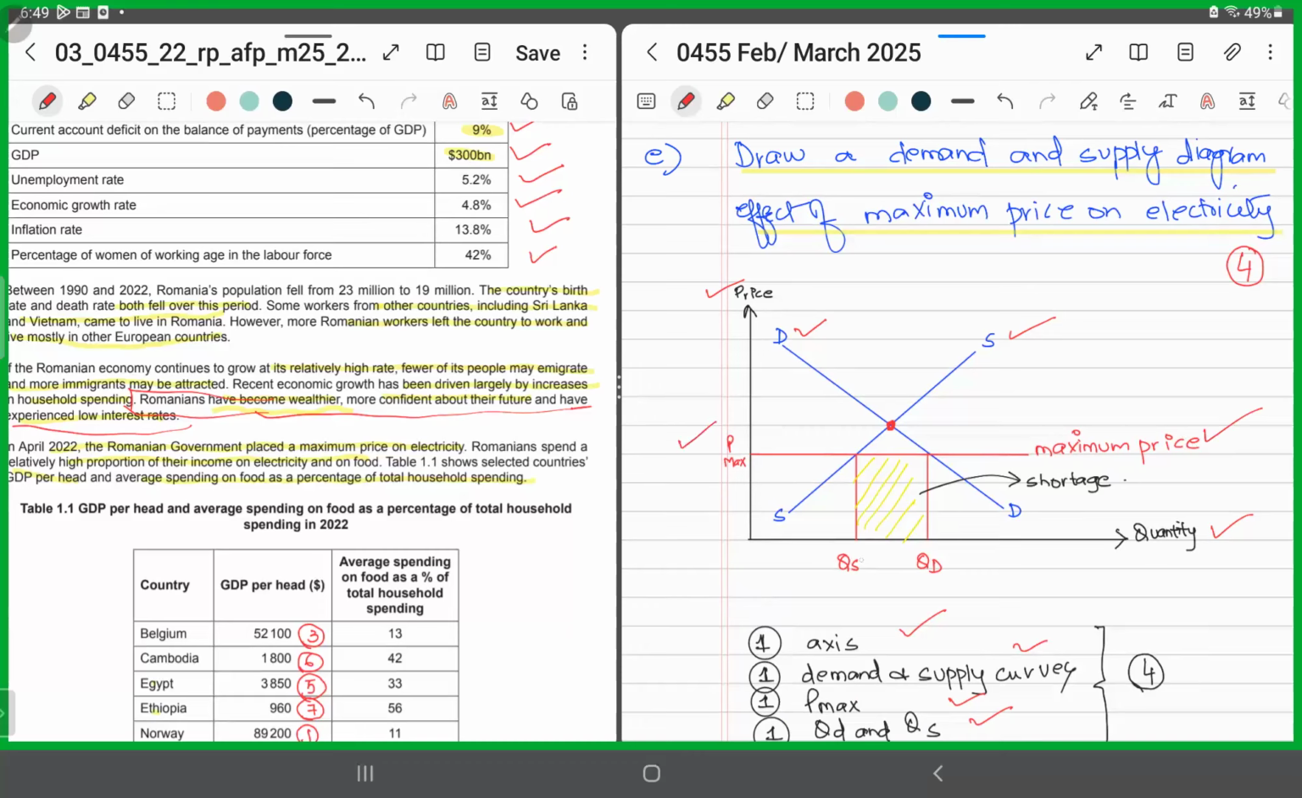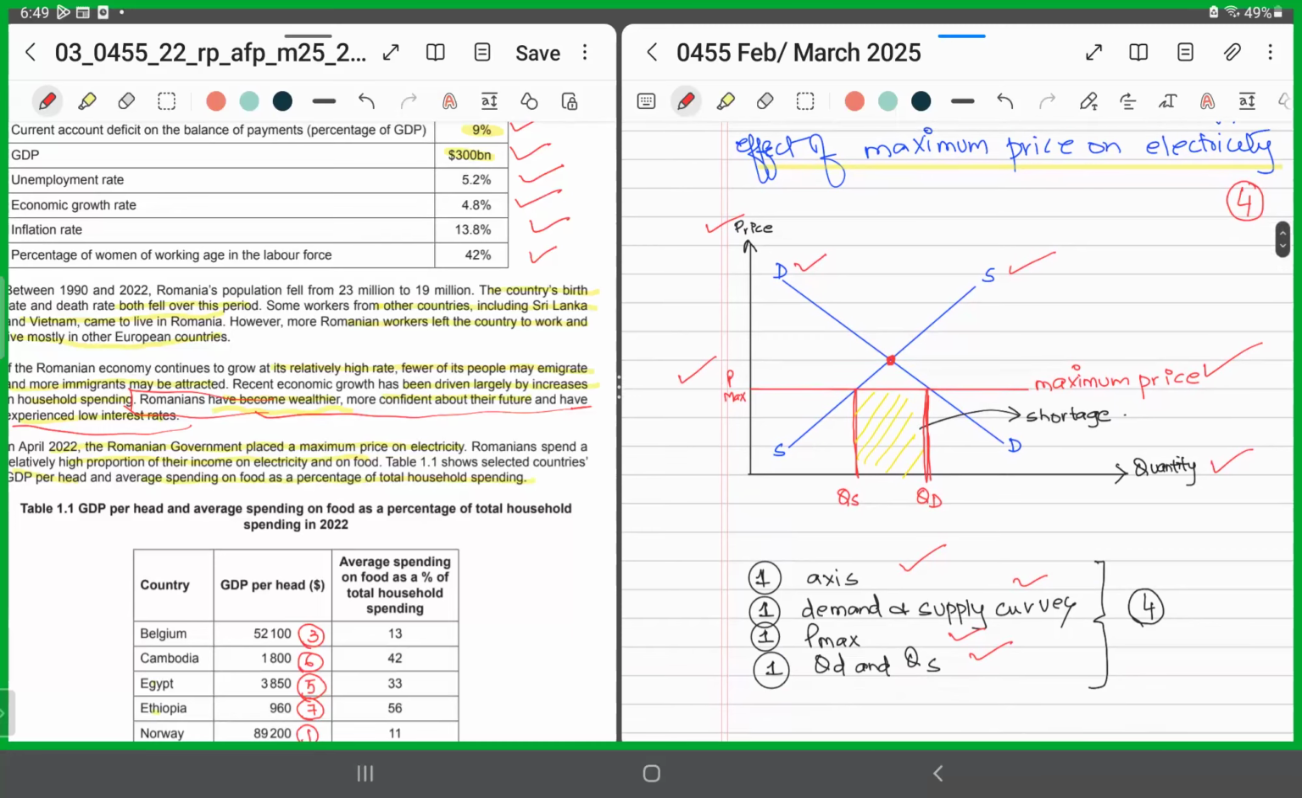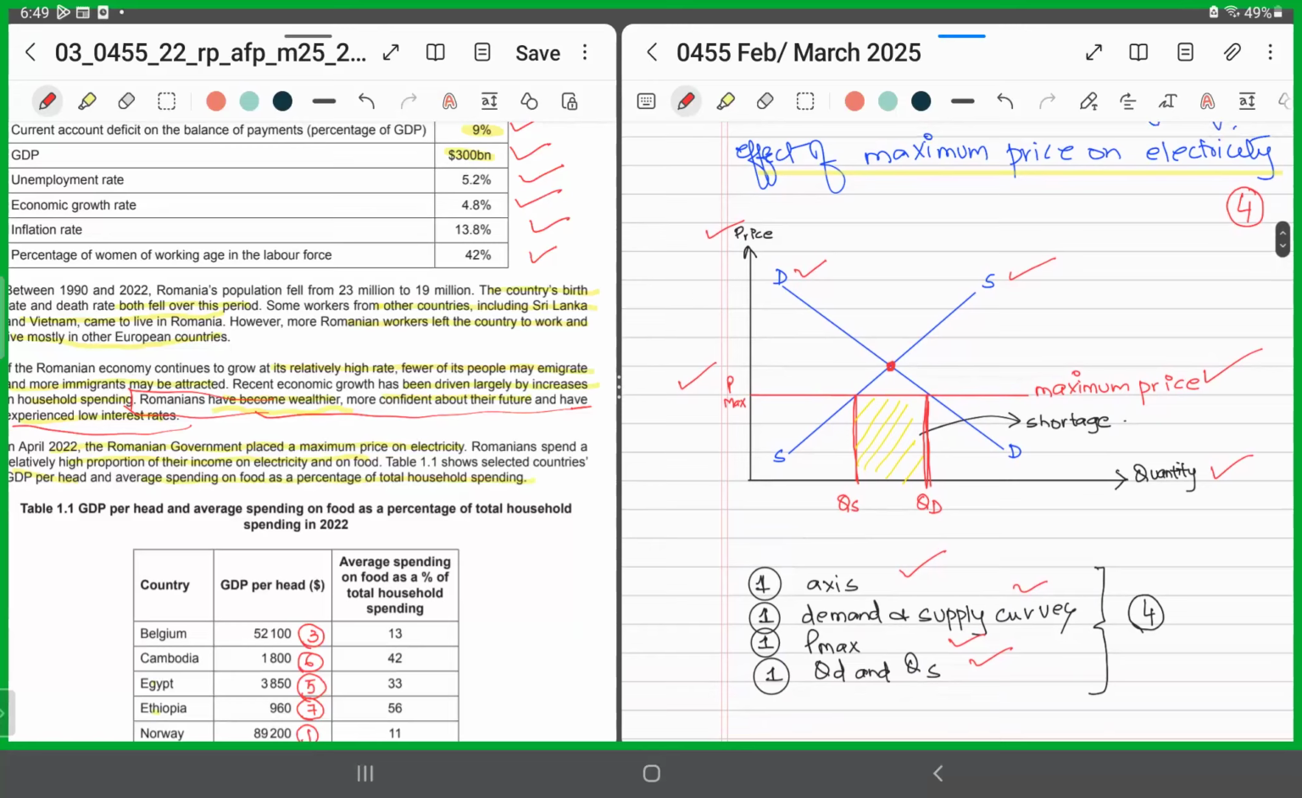Then this is the quantity supplied, this is quantity demanded, and the difference, which is highlighted by yellow, displays the shortage in supply of electricity. Right? So, you fulfill all these four requirements and you will be able to get full 4 marks on this part. I hope this is clear.